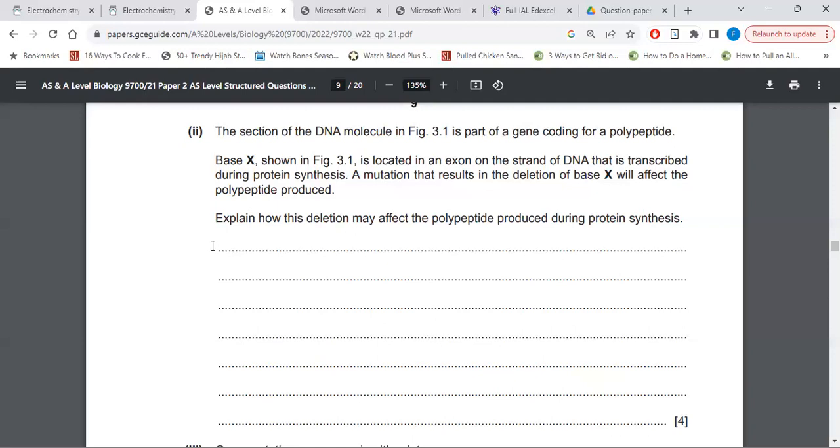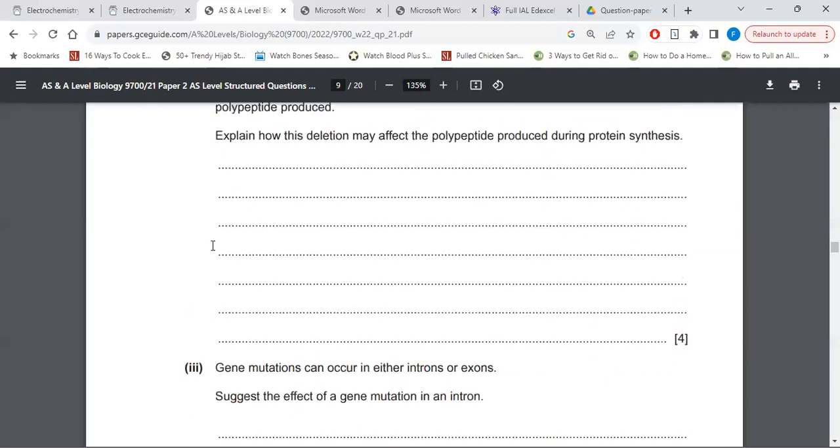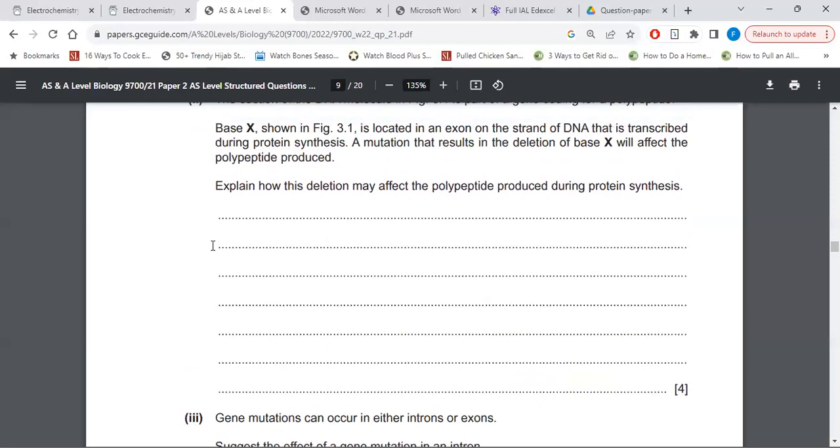This is exactly why I went over mutations with you guys, because you guys are going to see questions like these. So now let's go ahead and see how we can answer this question.